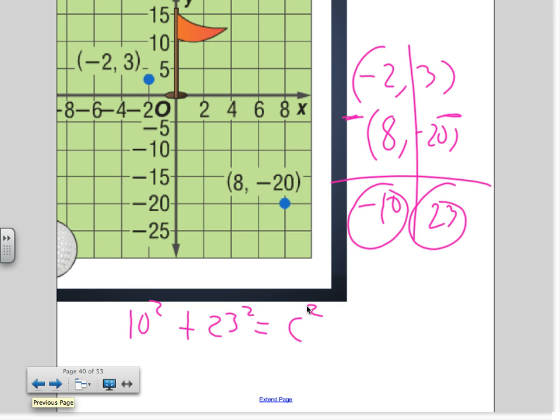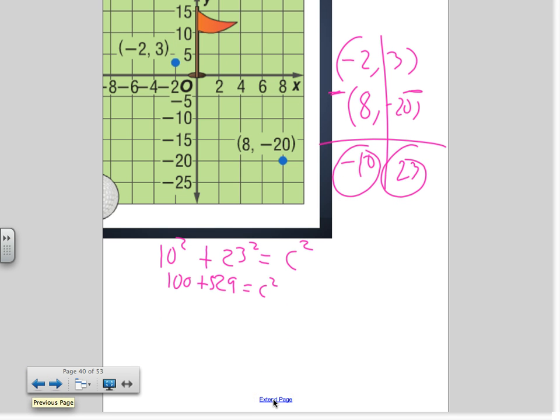What is 10 squared? 100. What is 23 squared? 529. Okay, now for those of you wondering, how did she remember that? Well, it takes practice. You see it a lot, all of a sudden you remember. That's a guarantee. What is 100 plus 529? 629. C squared is 629, so we take the square root of both sides.